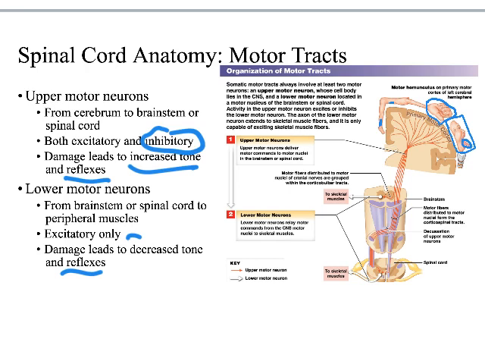Okay, so upper motor neurons come from the brain, lower motor neurons come from the brainstem or spinal cord. Loss of upper motor neurons causes increased tone and increased reflexes. Loss of lower motor neurons leads to reduced tone, we would say flaccidity, and reduced reflexes or even absent reflexes.